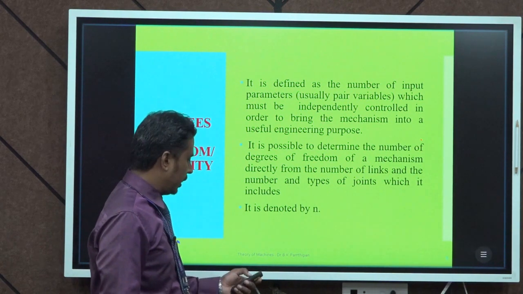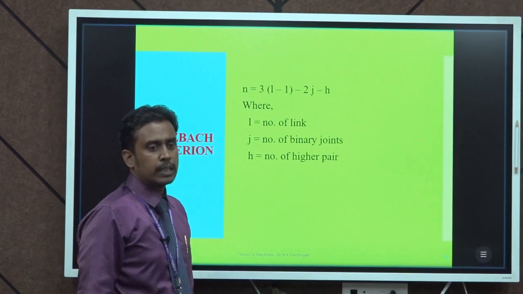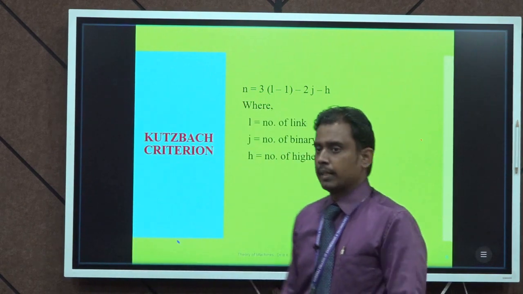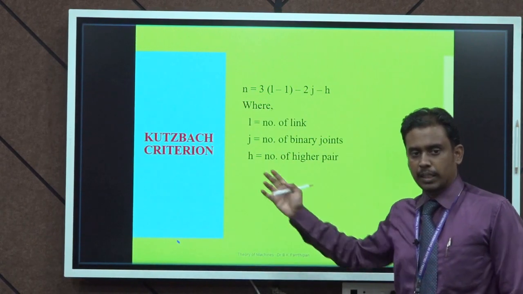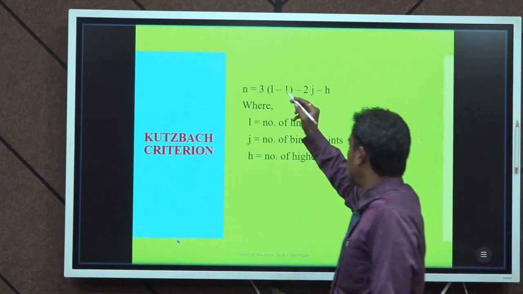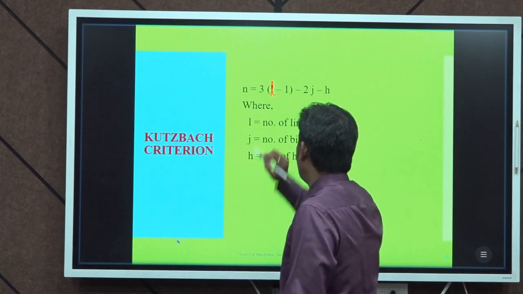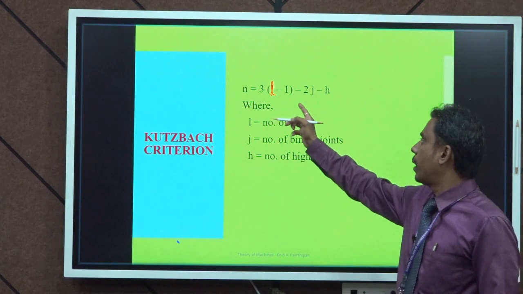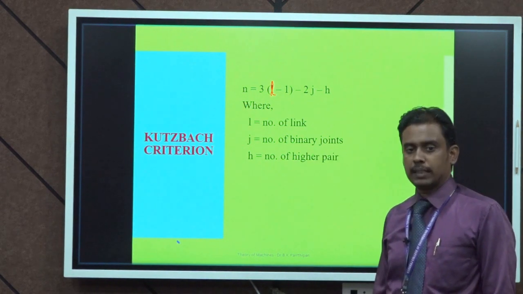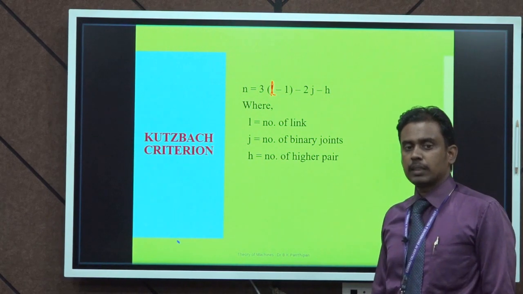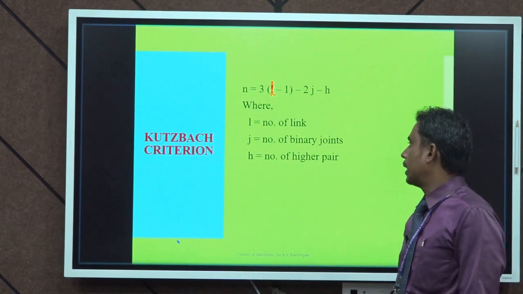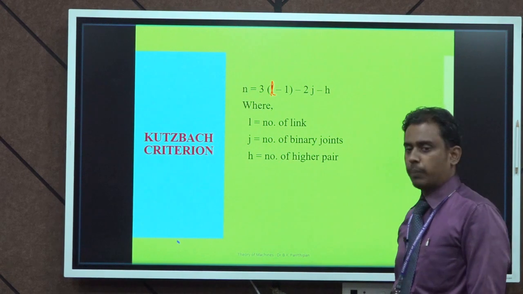Mathematically, we have a formula to calculate the degrees of freedom, and it is calculated using the Kutzbach criterion. As per the Kutzbach criterion, the degrees of freedom n is equal to 3 into (L minus 1) minus 2J minus H, where L represents the number of links, J represents the number of binary joints and H represents the number of higher pairs.